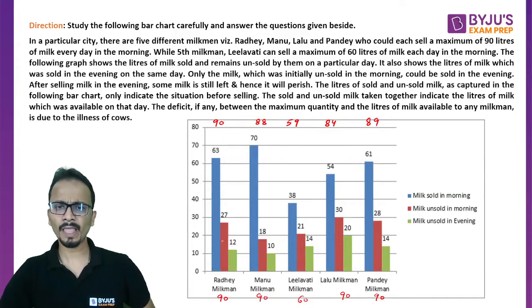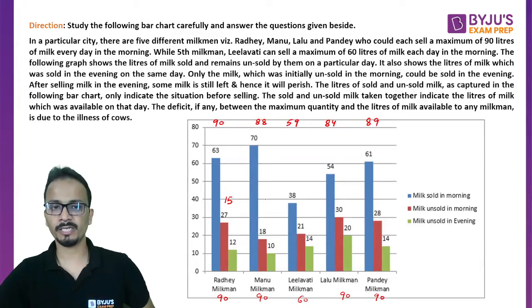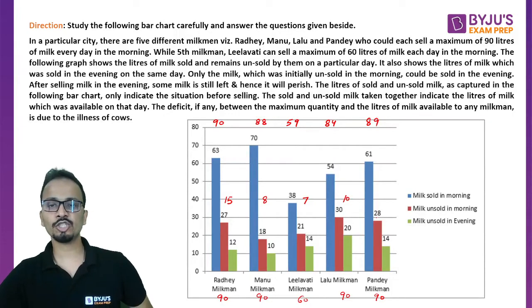Okay. Now I already have the quantity of milk unsold in the evening. So I'll also write the quantity of milk that was sold in the evening. So 27 minus 12, it is 15. 18 minus 10, it is 8. 21 minus 14 is 7. 30 minus 20 is 10. And 28 minus 14 is 14.